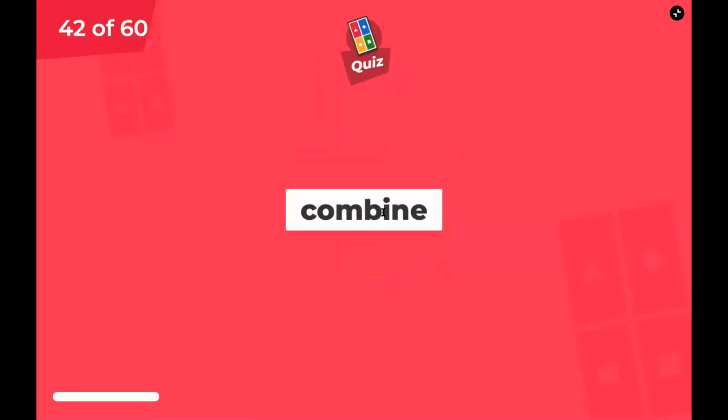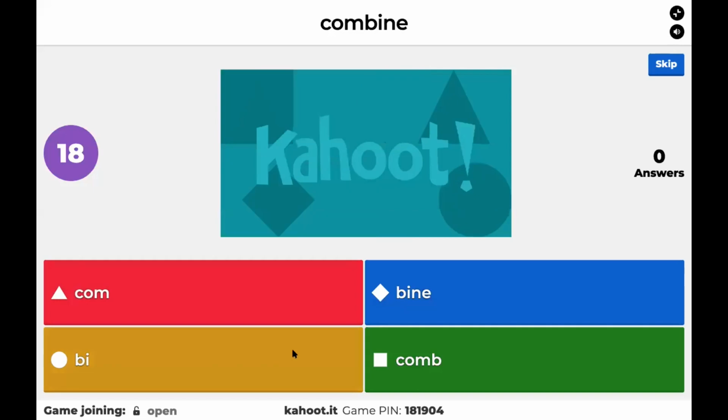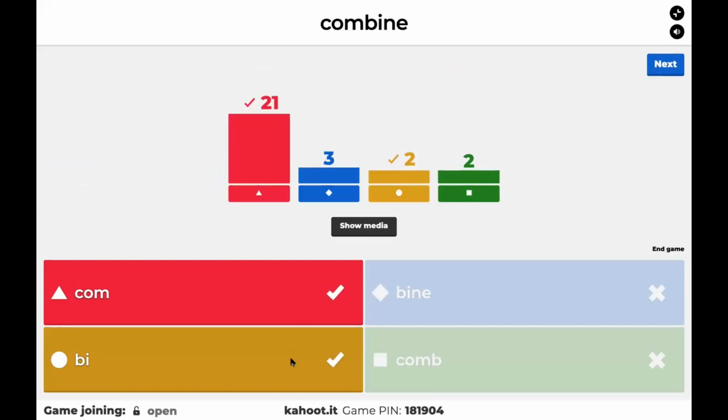All right. So these, try to find the root in this. So identify the root in this. Red is calm, blue is bind, yellow is bi, and green is cone. So you're trying to identify the actual right root of this. Yeah, so these are both right. So com is together, bi is 2.